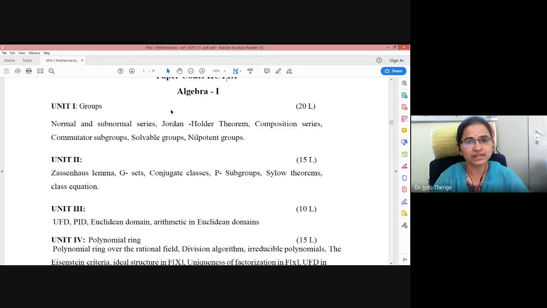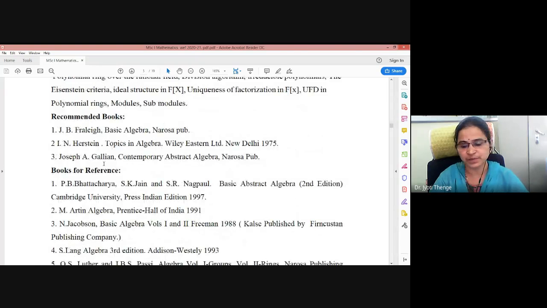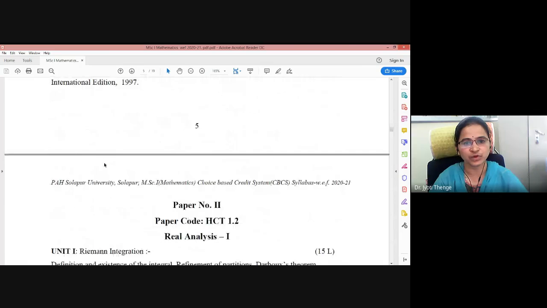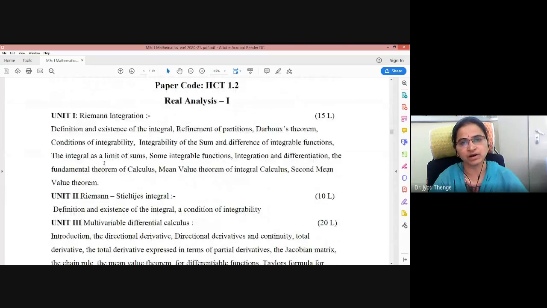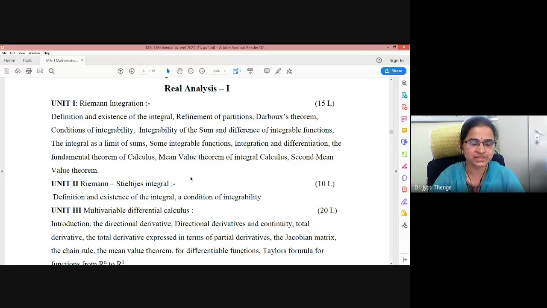Therefore, this is the first paper, Algebra 1, consisting of group, ring, polynomial ring, etc. This paper will be taught by Mr. Vinay Kambi sir. This was the second paper of Real Analysis 1. Again, the code for this paper is HCT 1.2, that is Hardcore Theory, Semester 1, second paper. This paper I will teach you myself, Dr. Jyoti Mashai.